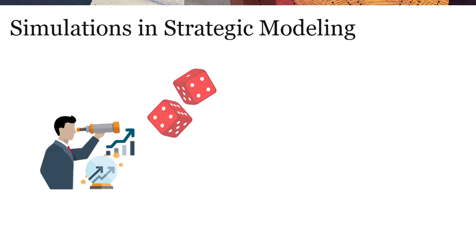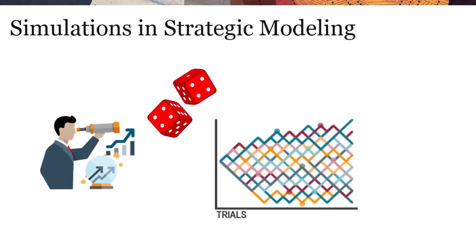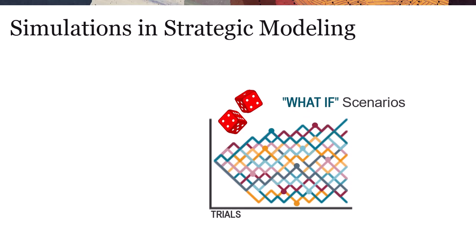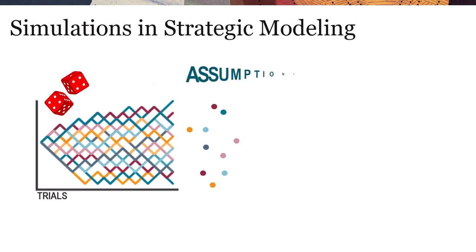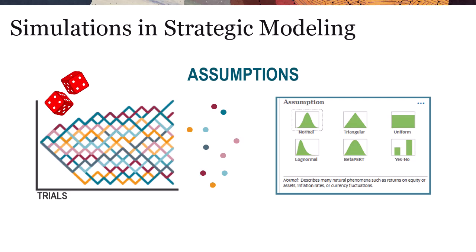Strategic modeling simulations use the Monte Carlo method to automatically generate hundreds of what-if scenarios for your model. Each what-if scenario is considered one trial of the simulation. Before running simulations, you must first identify the uncertain inputs in your model. These are called assumptions, and you describe the uncertainty for each one by selecting a probability distribution from a gallery.